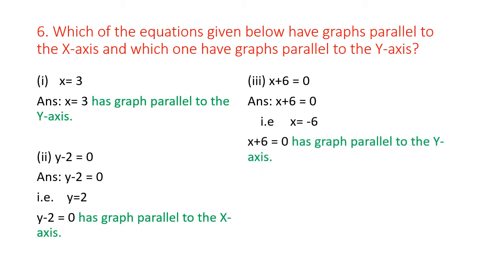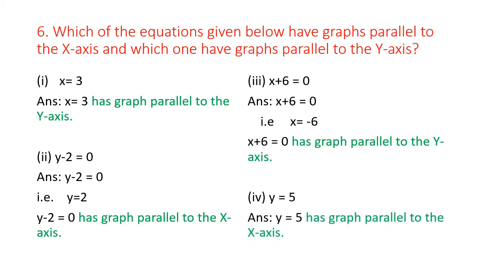But while writing, we write down the original equation. How do we write down the final answer? We write out the original equation: x plus 6 is equal to 0 has a graph parallel to the y-axis. And the fourth question, y is equal to 5. Since the y coordinate is given, we will say.